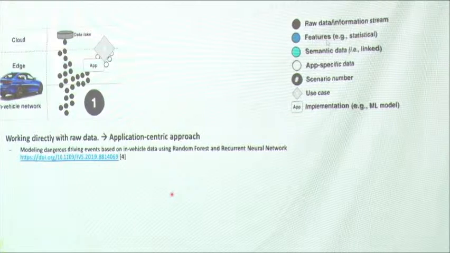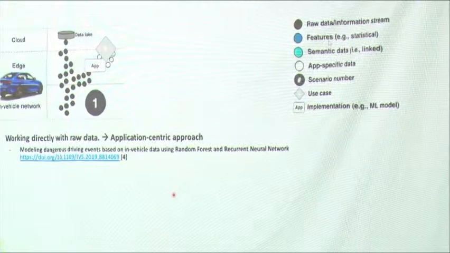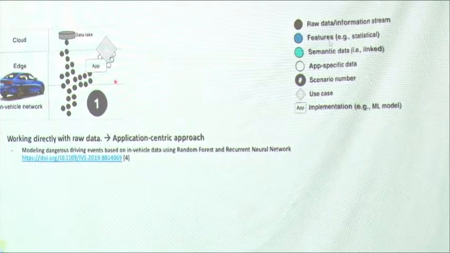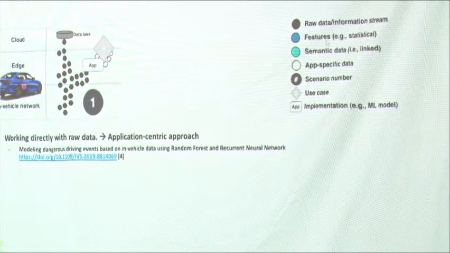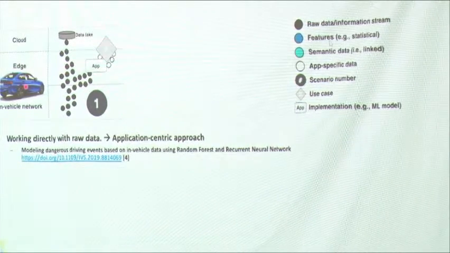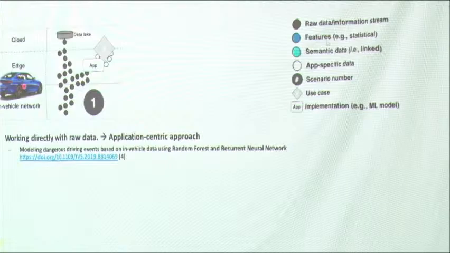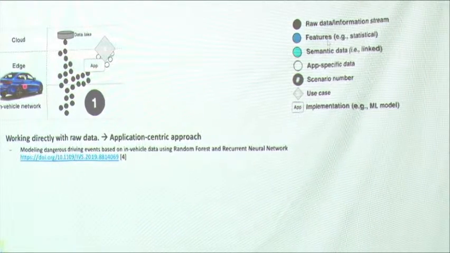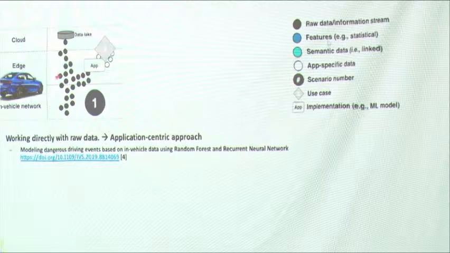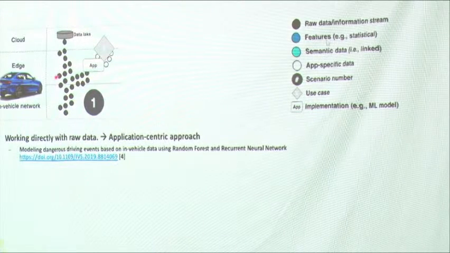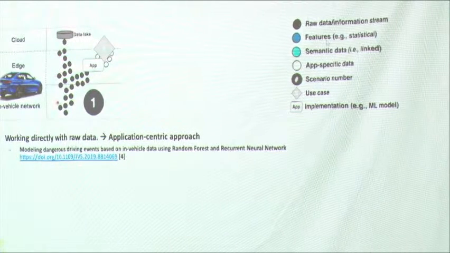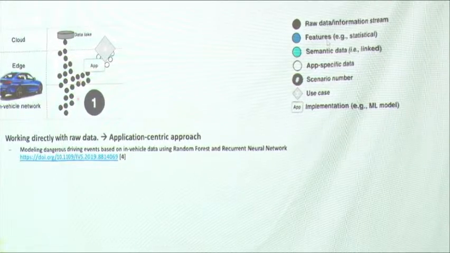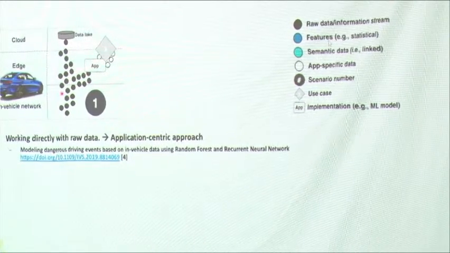Okay, so I was telling you that I have taken the example of a connected car. What I'm presenting here is also applicable to other types of sensor networks. We can distinguish three scenarios. One scenario is that we have isolated applications that are consuming raw data. Raw data here is represented with these black circles.